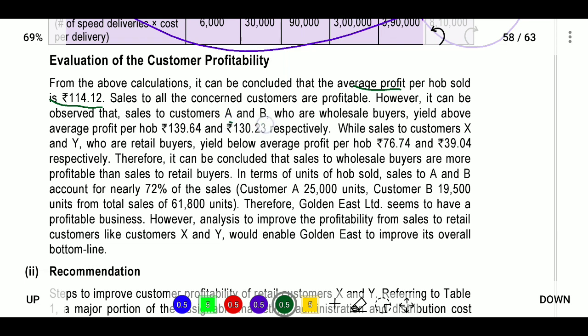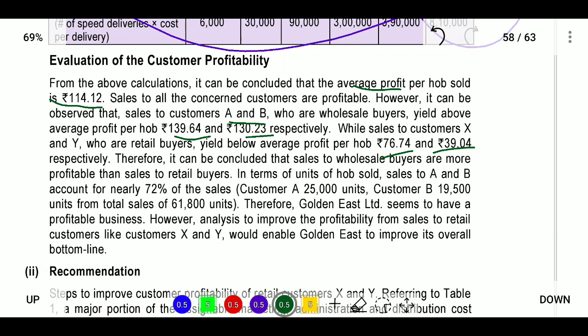Sales to customers A and B, who are wholesale buyers, yield average profits, and customers X and Y are the same. Here we have normal results, because in other cases, when volume is high, they get less profits, and when volume is low, they get low profits. But here we have both concurrently: high volume, high profits.